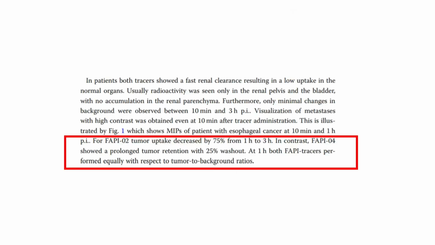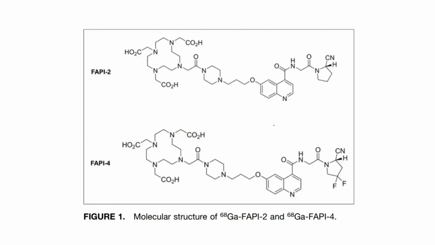We have already explained that FAPI2 tumor uptake decreases by 75% from 1 hour to 3 hours, but in contrast, FAPI4 has prolonged tumor retention compared to FAPI2. And these are the structures for FAPI2 and FAPI4.